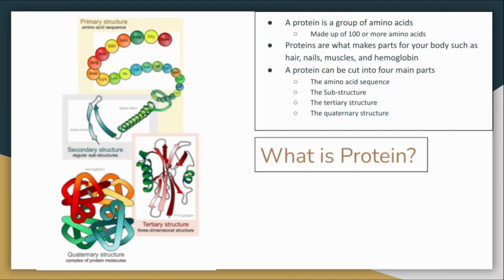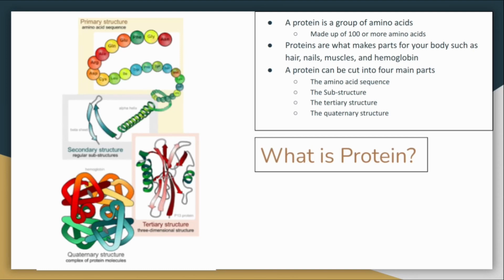Now, we're going to go to proteins here. What is a protein first? Well, a protein is a group of amino acids made up of about 100 or more amino acids. Proteins are what does the thing the DNA is saying to do, basically. Your DNA will be like, your eye color is blue, let's say, right? And proteins are what does that, makes your eye color blue.